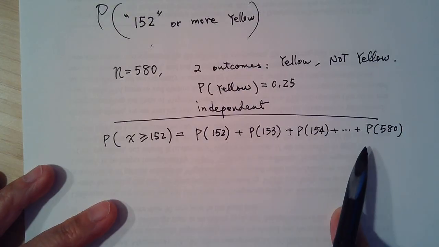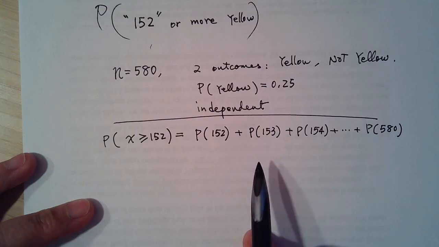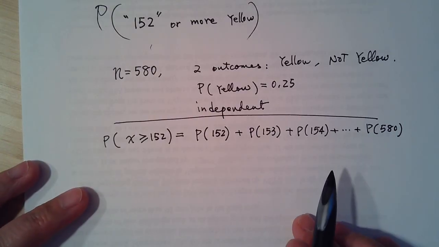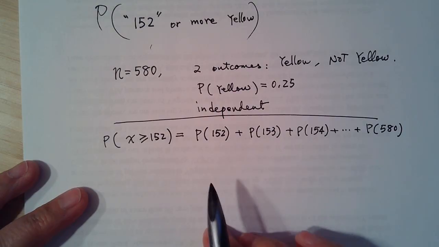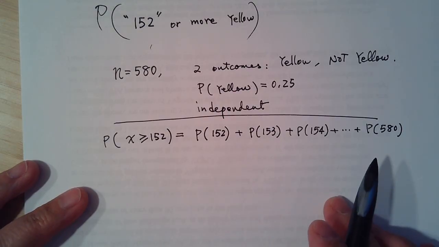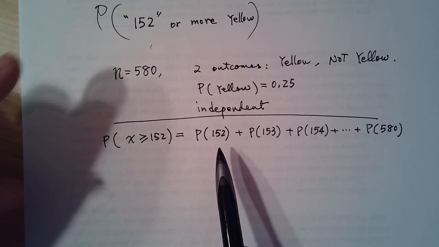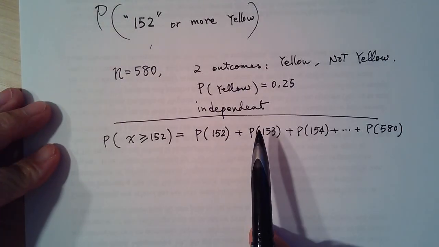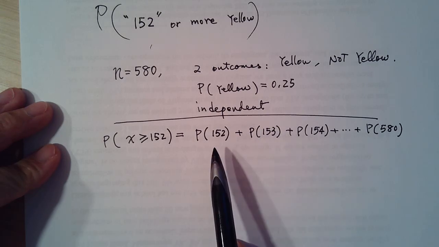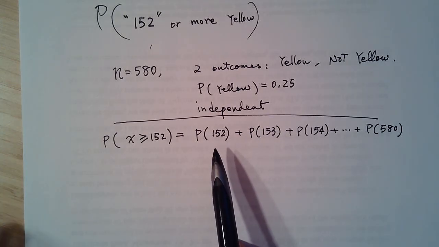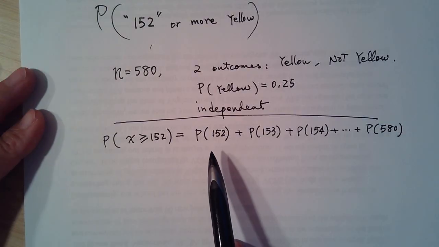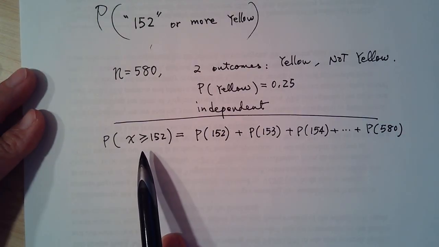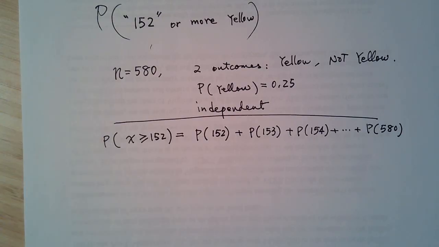However, we don't want to do that. Of course, like when we talked about the binomial probability distribution, there are a lot of tools online. You can Google binomial probability calculator, and then you enter x equals 152, n equals 580, the probability is 25%, and then you click calculate. Some calculators will give you the probability that x is 152 or more. Okay, so you can do that.